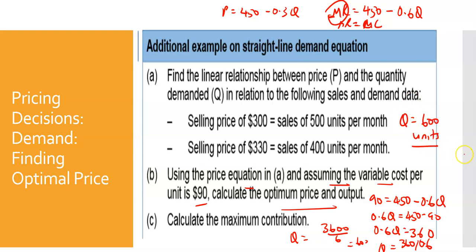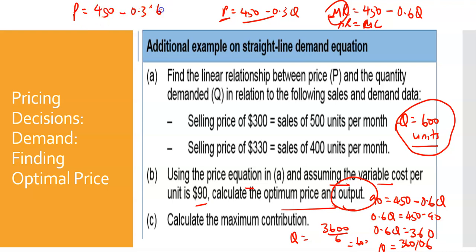So what does that mean? I now know what Q is. I know Q is equal to 600, and that's the optimal output. What is the optimal price? Well, I have my equation up here. The optimal price must be P is equal to 450 minus 0.3 times 600.